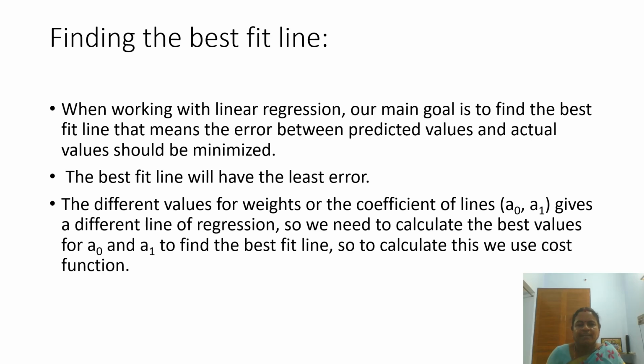In order to find the best fit line, when we work with linear regression, our main goal is to find the best fit line, which means that the error between the predicted values and the actual values should be minimized. The best fit line will have the least error. Different values for weights or coefficients of the line, that is a0, a1, give a different line of regression. So we need to calculate the best values for a0 and a1 in order to find the best fit line. To calculate this, we use the cost function.